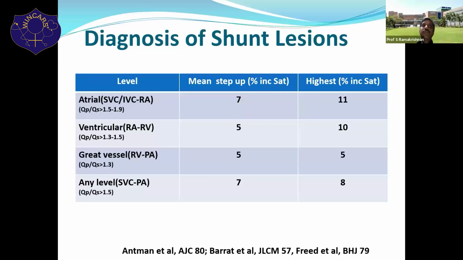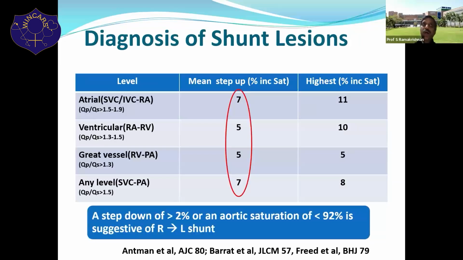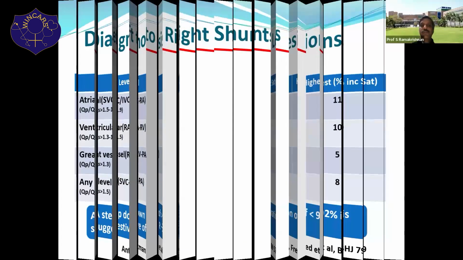Then, reiterating, what is the shunt level significance? If you are taking multiple sets, it's 5 and 7. And if you're taking 11, 10, and 8 is the significance. And a step down of more than 2 with an aortic saturation of less than 92 is suggestive of a right to left shunt. So it's a combination of both. There has to be a step down of more than 2 with an aortic saturation of less than 92.